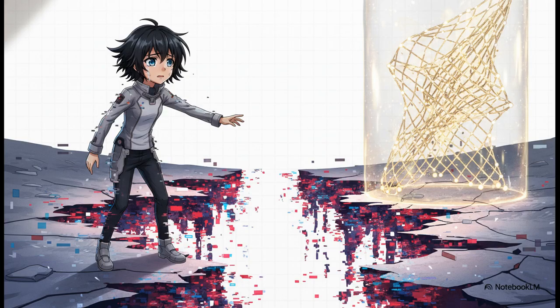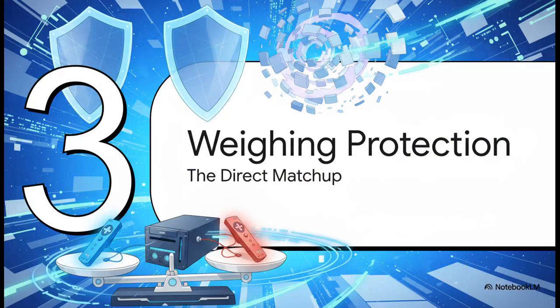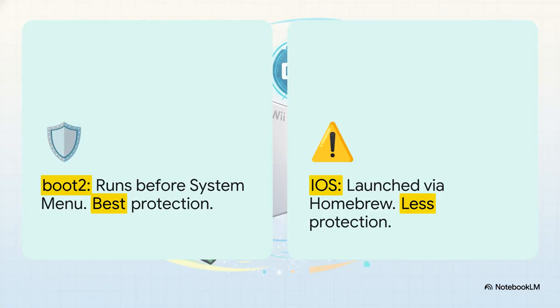Let's move on to Section 3, weighing your protection, the direct matchup, bringing this to our final conclusion. Let's just put these side by side to really cement this. On one side, we have BootMii as boot2, the native booting champion. It runs before the system menu even starts, giving you the absolute best brick protection available. It's completely proactive. On the other side, we have BootMii as iOS, the standard file fallback.